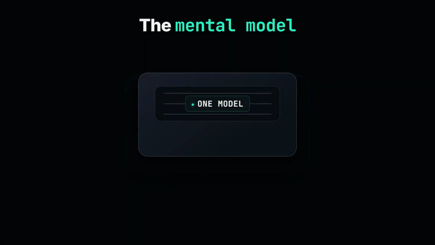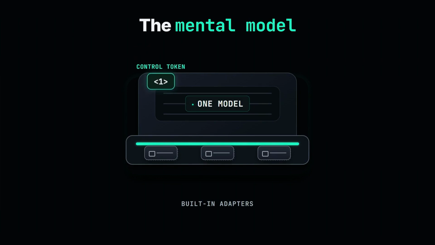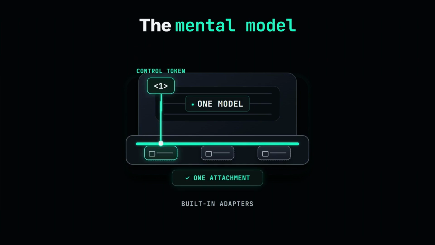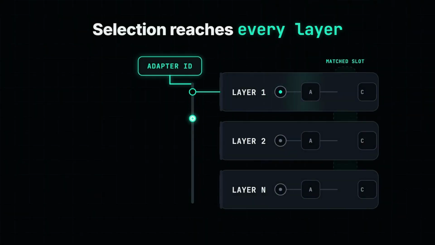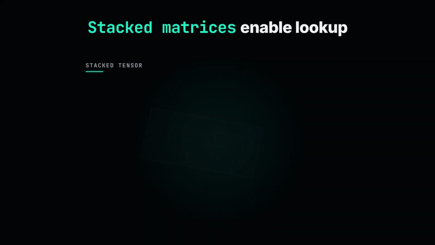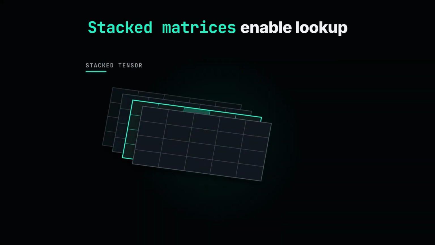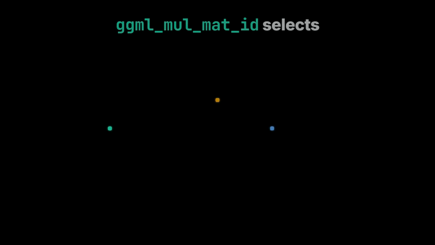Think of Granite-Switch as one dense model carrying a built-in tool belt, with a control token choosing one attachment per token. The recovered adapter ID travels through the graph, so each layer can select matching LoRA matrices for that token. Each LoRA tensor stacks adapter slots along another dimension, letting matrix selection retrieve the chosen slice directly.